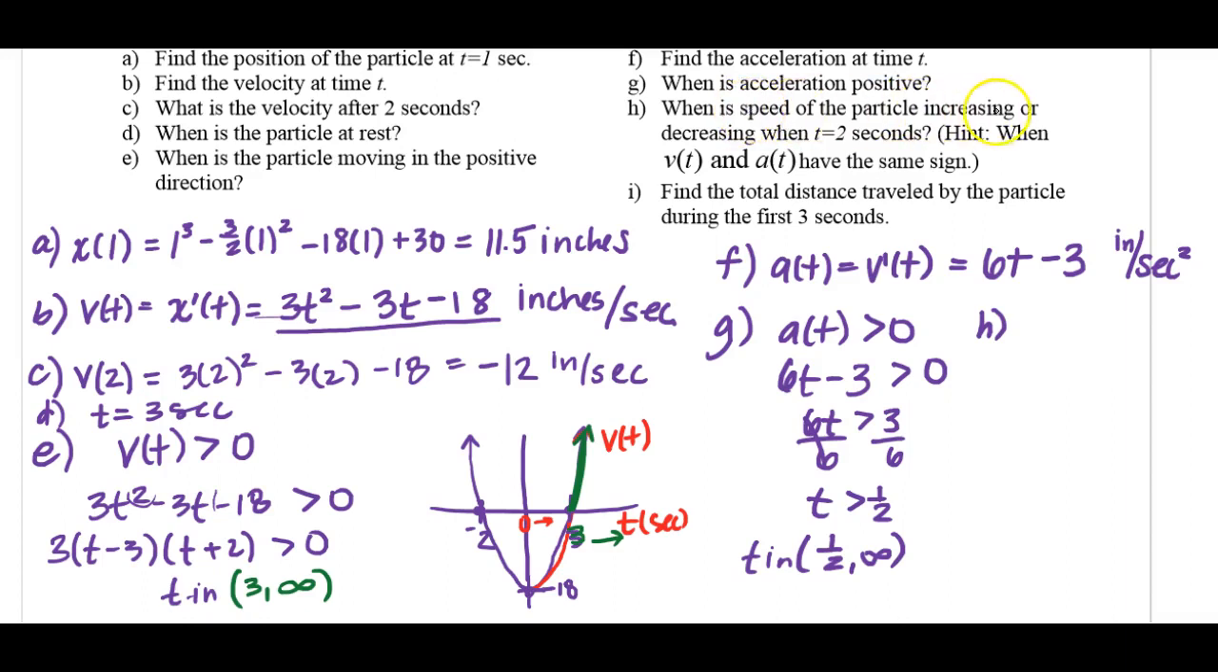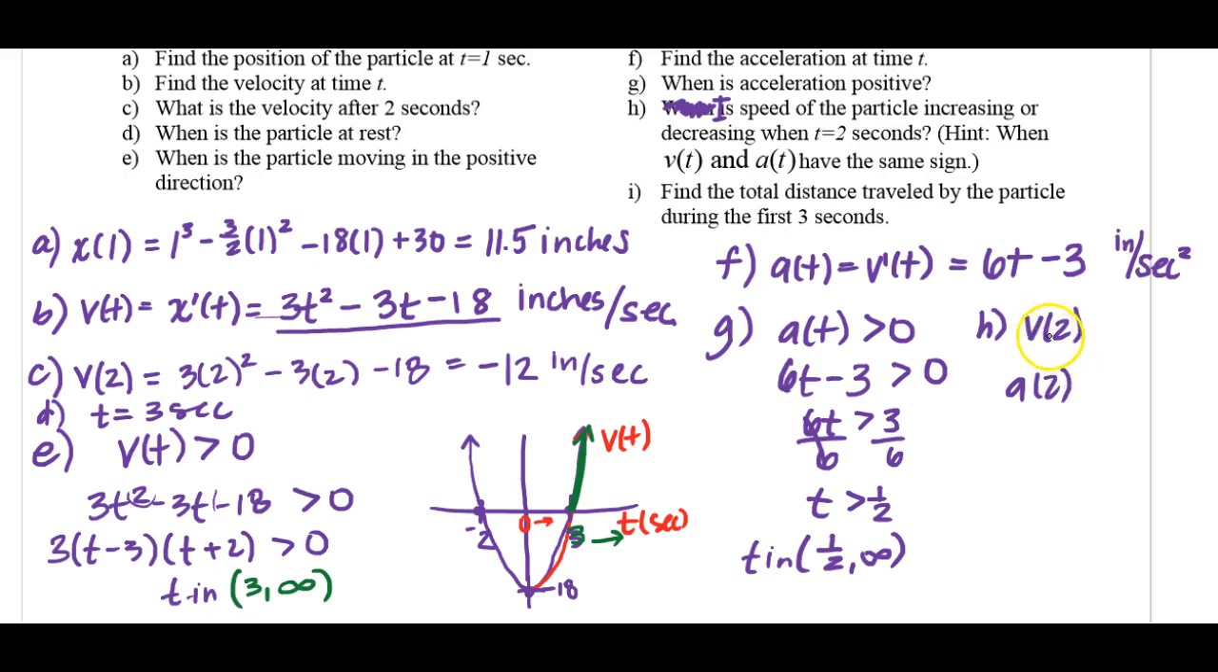So for part H, is the speed of the particle increasing or decreasing when t equals 2 seconds? Sorry, the word "when" shouldn't be here. The question is just, is the speed of the particle increasing or decreasing when t equals 2 seconds? So hint, when v of t and a of t have the same sign. We need to see what's going on at v of 2 and at a of 2. If they both have the same sign, then the speed is increasing. If they have opposite signs, the speed is decreasing.